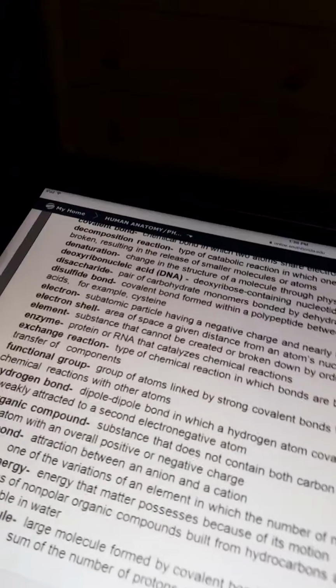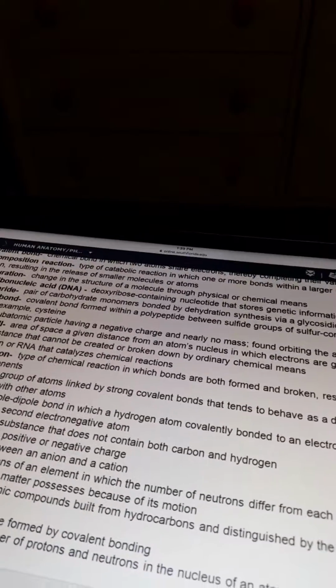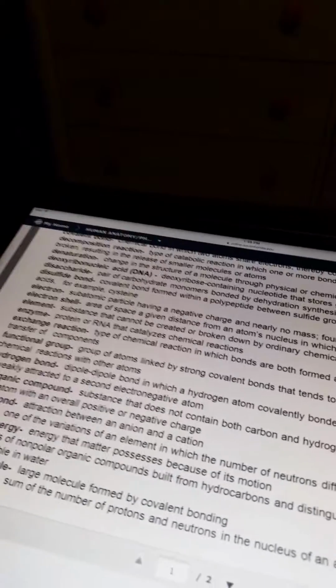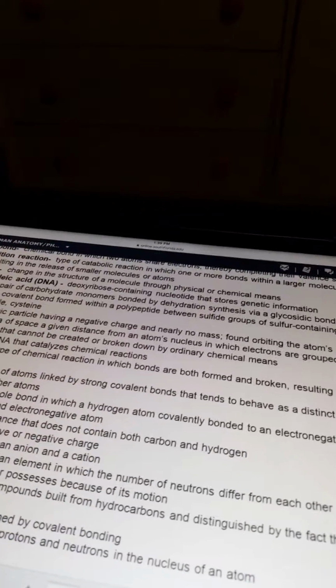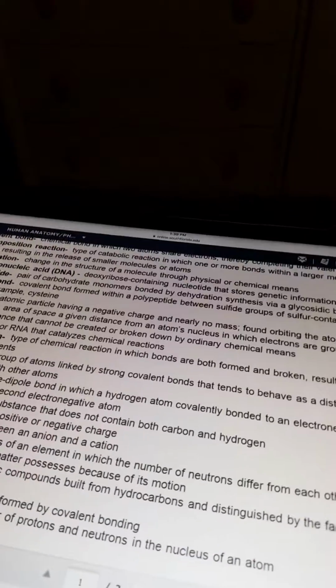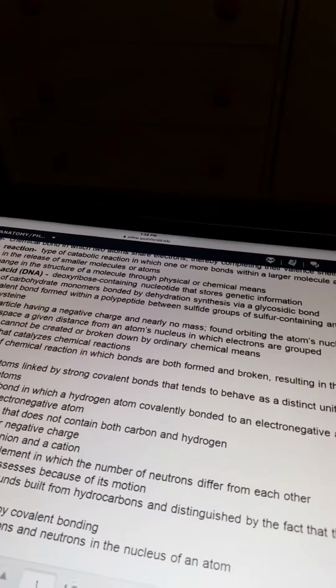Deoxyribose-containing nucleotide that stores genetic information. Disaccharide, pair of carbohydrate monomers bonded by dehydration synthesis via glycosidic bond. Disulfide bond, covalent bond formed within a polypeptide between sulfide groups of sulfur-containing amino acids, for example, cysteine. Electron, subatomic particle having a negative charge and nearly no mass, found orbiting an atom's nucleus. Electron shell, area of space at a given distance from an atom's nucleus in which electrons are grouped.